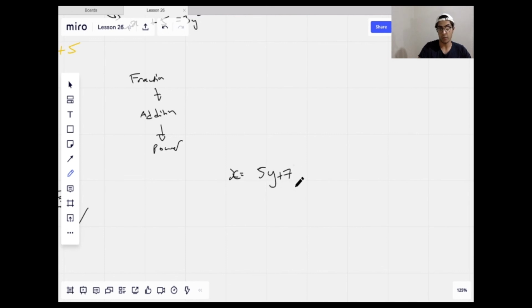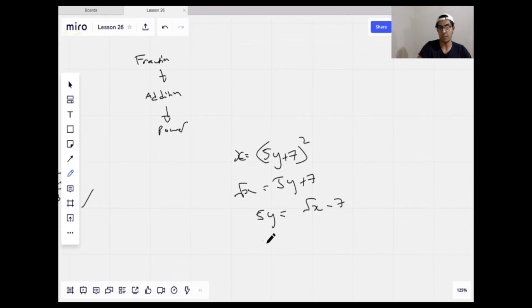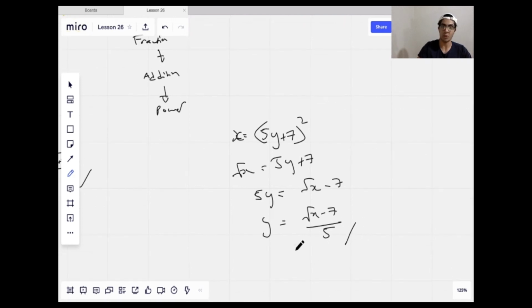5y plus 7 all squared, well, you'd have to get rid of the square first, right, before you can deal with the 5y plus 7. But it's less likely you'll come across something like this. But if you do, get rid of the power first, so you get root x is equal to 5y plus 7. Get rid of the 7 now, so 5y is root x minus 7, and then divide through by 5. And it's just that process, basically. Little by little, isolating the term you want and rearranging in that sense.